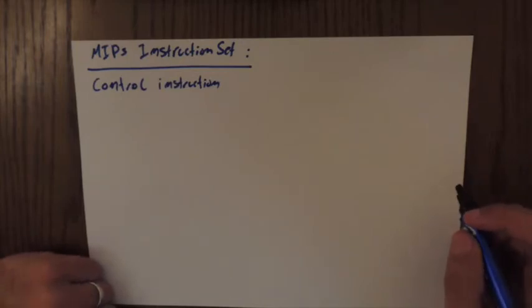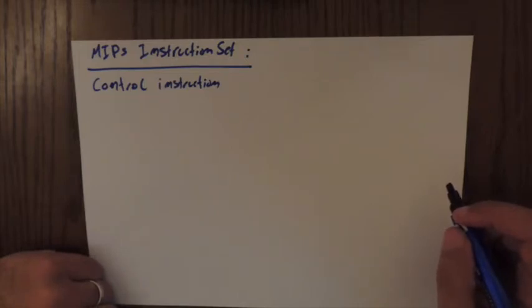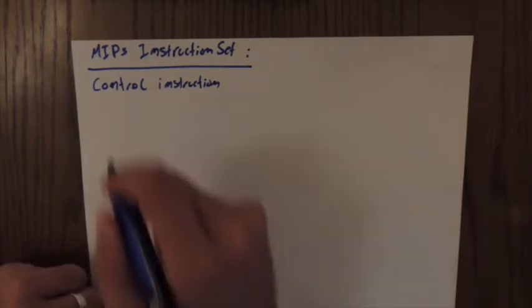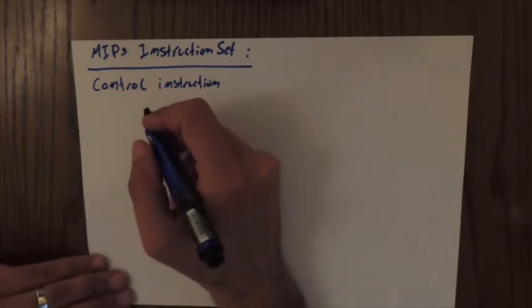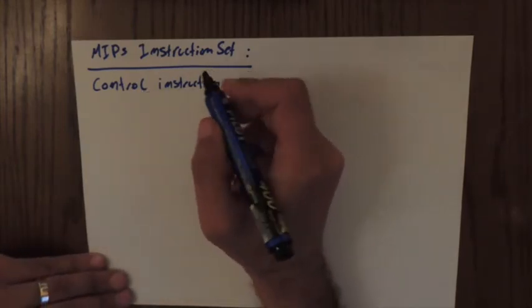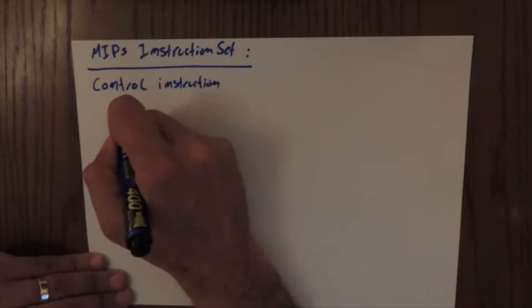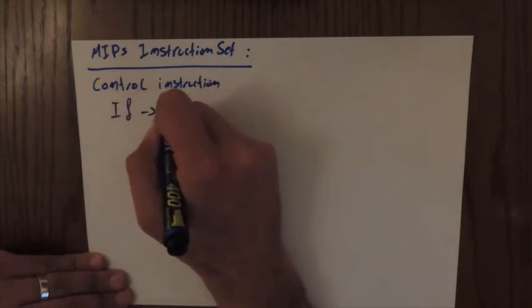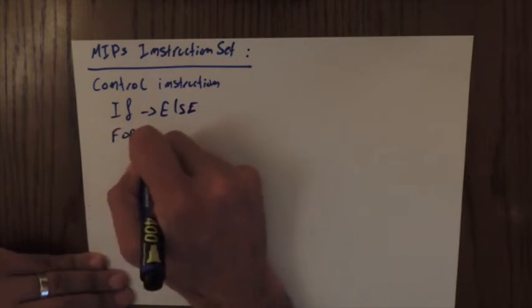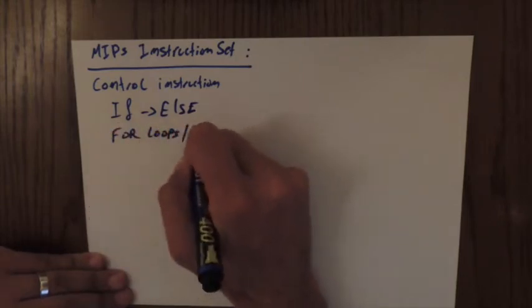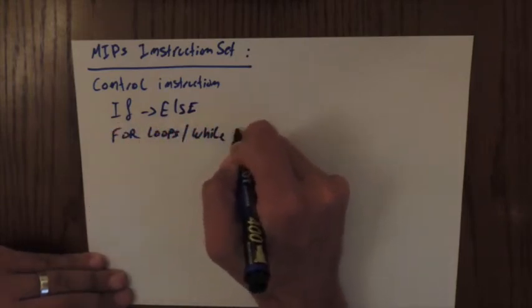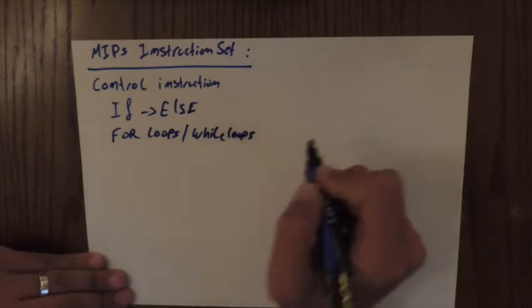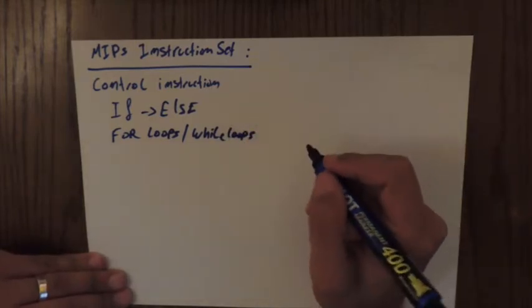So what are control instructions? They are instructions that perform some kind of testing or some kind of a loop effect. Some of the control instructions we usually see in programming are if else, for loops, and while loops. All of these can be done using a MIPS instruction set.